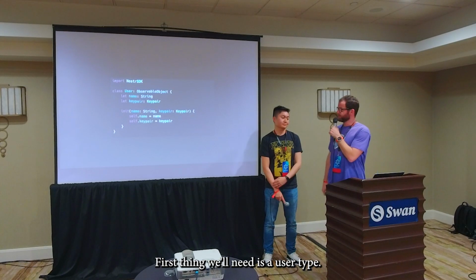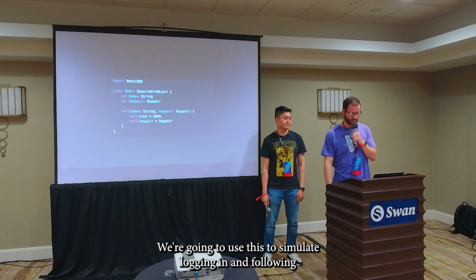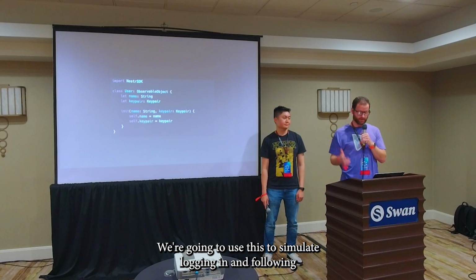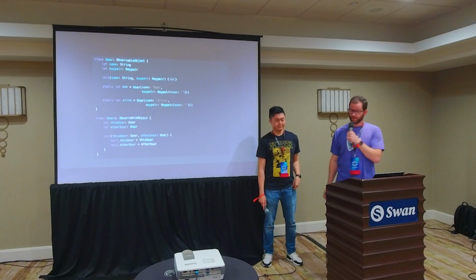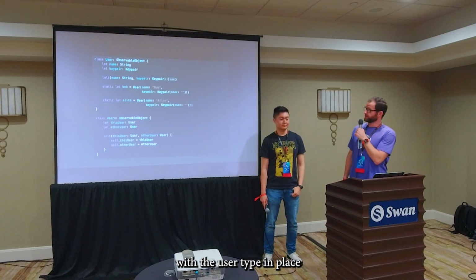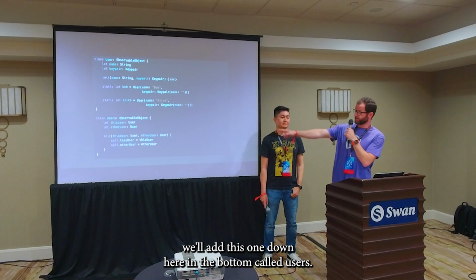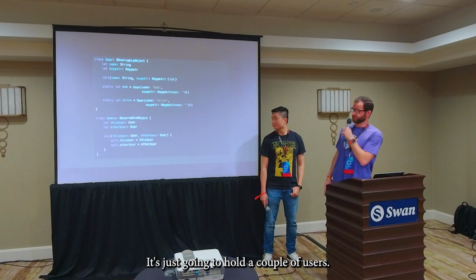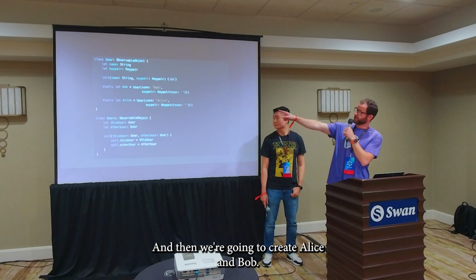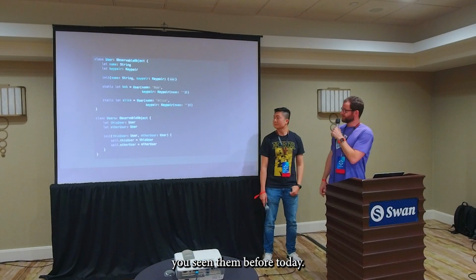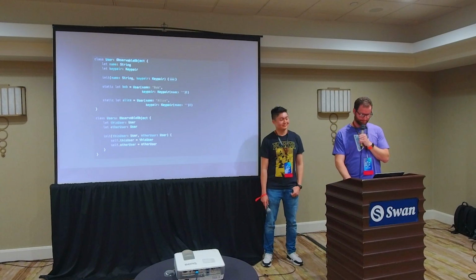First thing we'll need is a user type, and this is just going to hold a name and a key pair. We're going to use this to simulate logging in and following another user. With the user type in place, we'll add this one down here in the bottom called users. It's just going to hold a couple of users. That's going to be configuration for our whole app. Then we're going to create Alice and Bob. You've seen them before today. Two users that we'll use in the app.